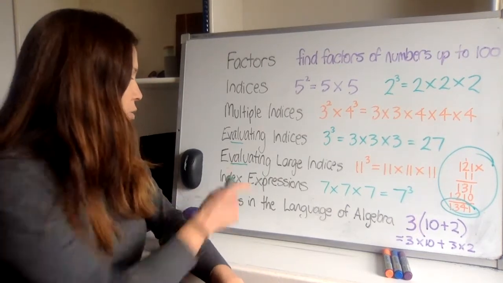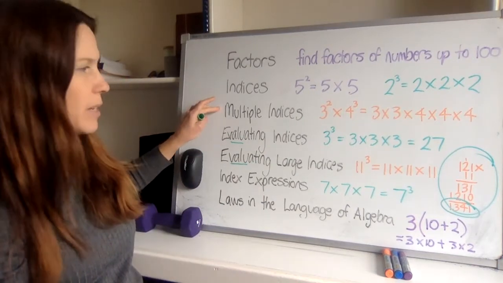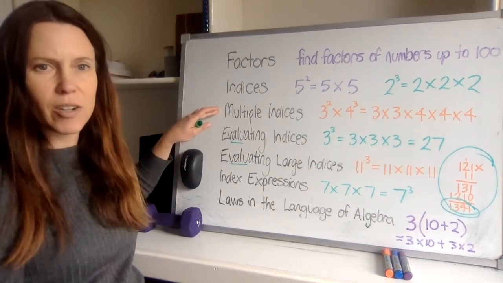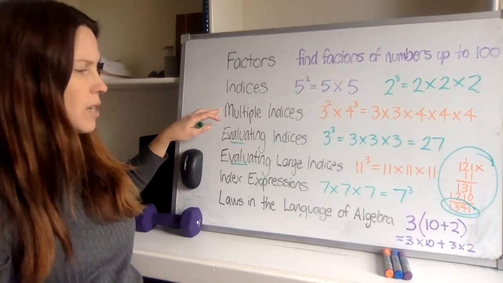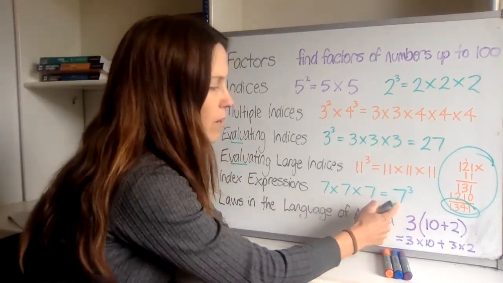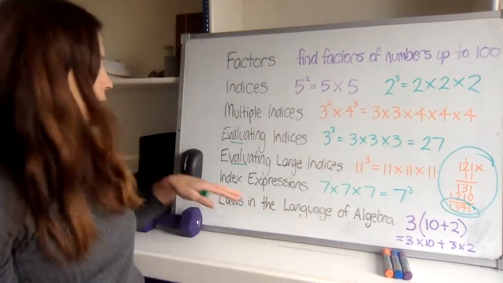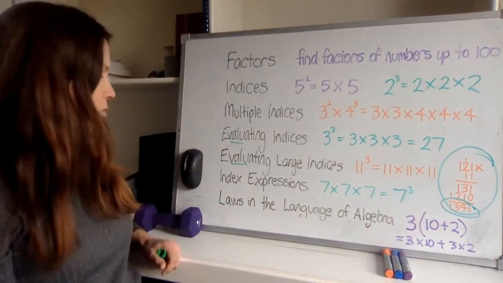After that, you'll move along to index expressions. Now, this one seems really similar to multiple indices, and you get a deja vu because you think, haven't I done this before? The only real difference is they get you looking at the expanded form and rewriting it in index form instead of the other way around. So that seems quite straightforward once you've done these other modules.